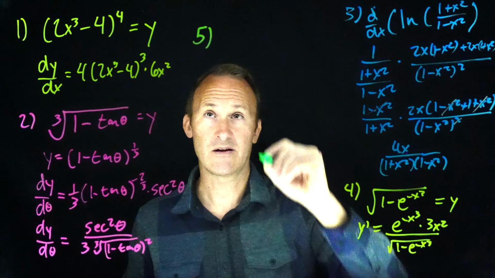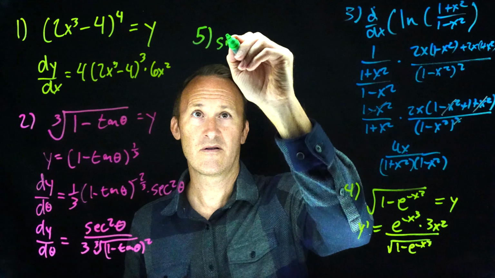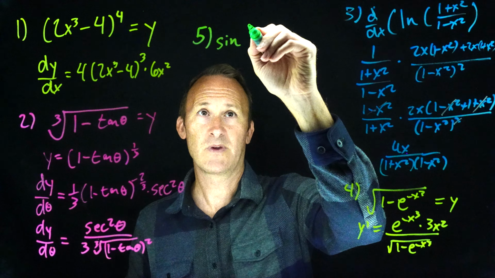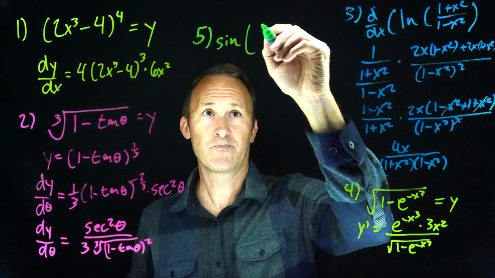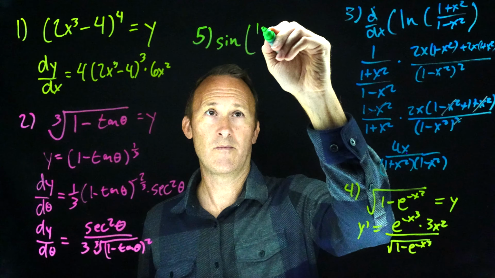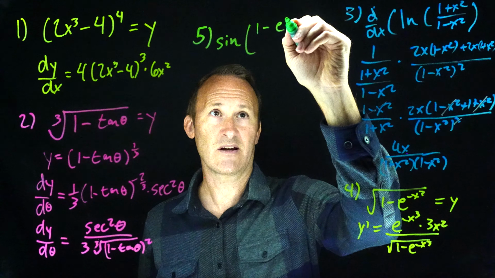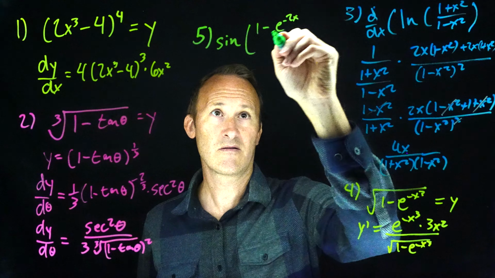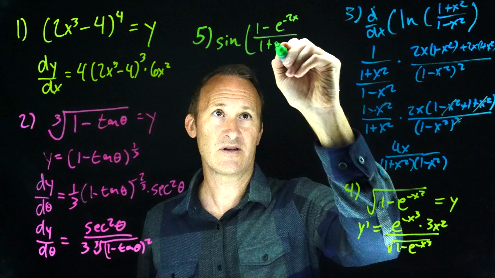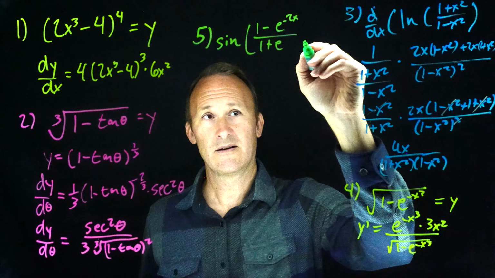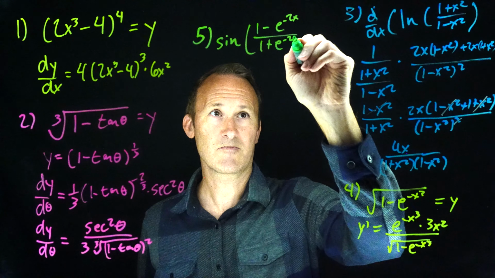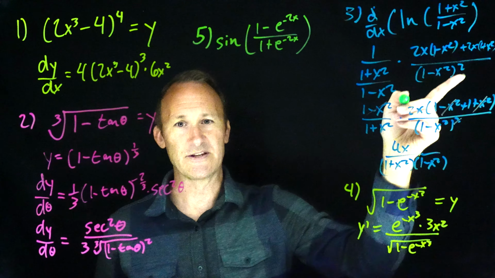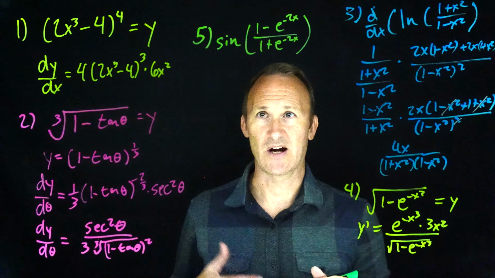Let's see what we've got here. How about the sine of, and then now let's go with 1 minus e to the -2x over 1 plus e to the, let's just keep it the same, -2x. Okay, similar to this one, so get a little extra practice.